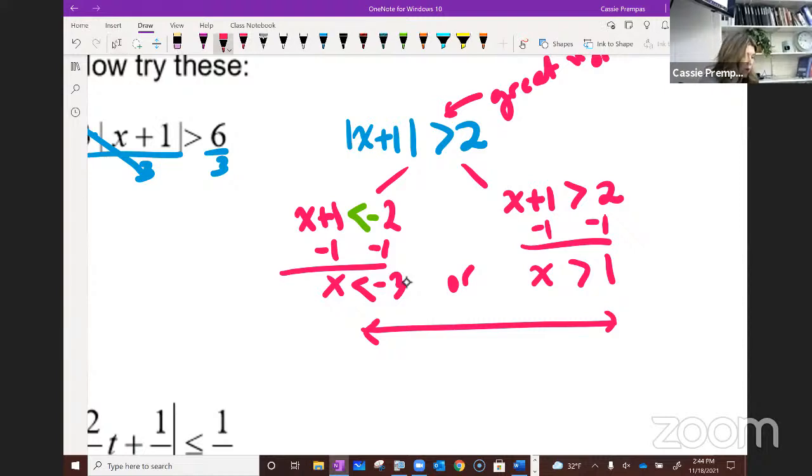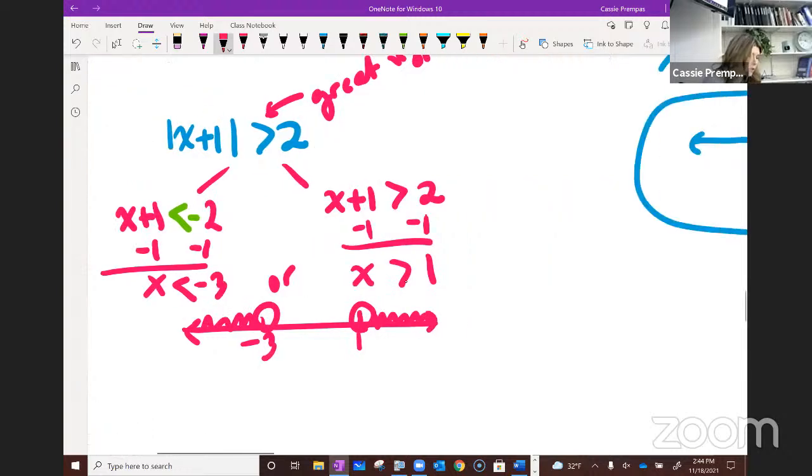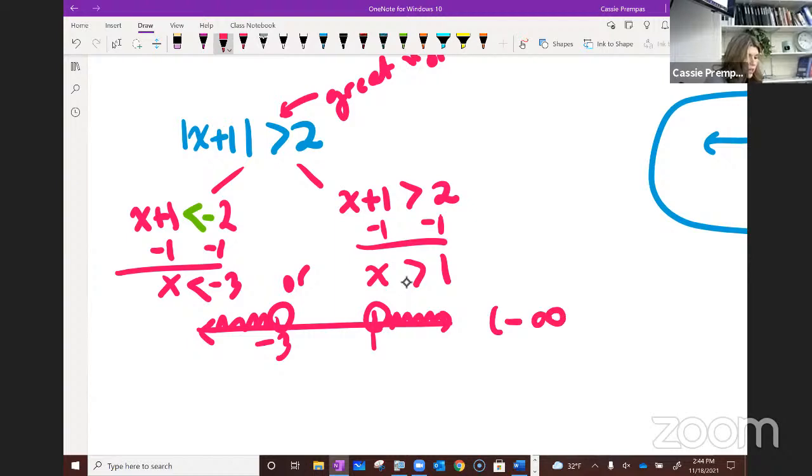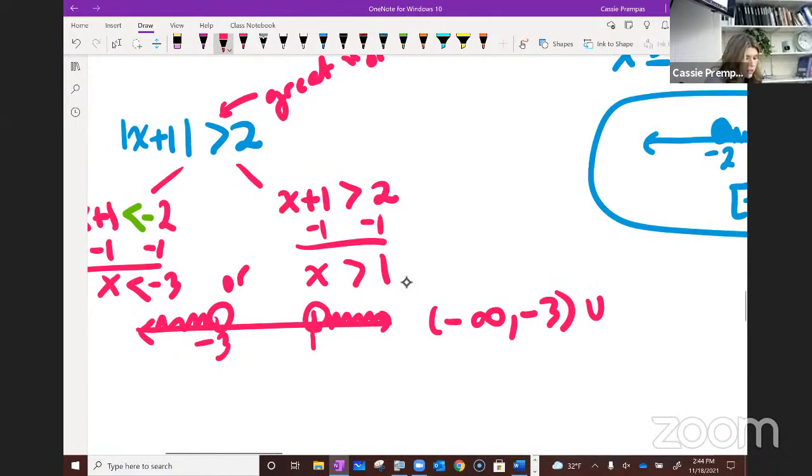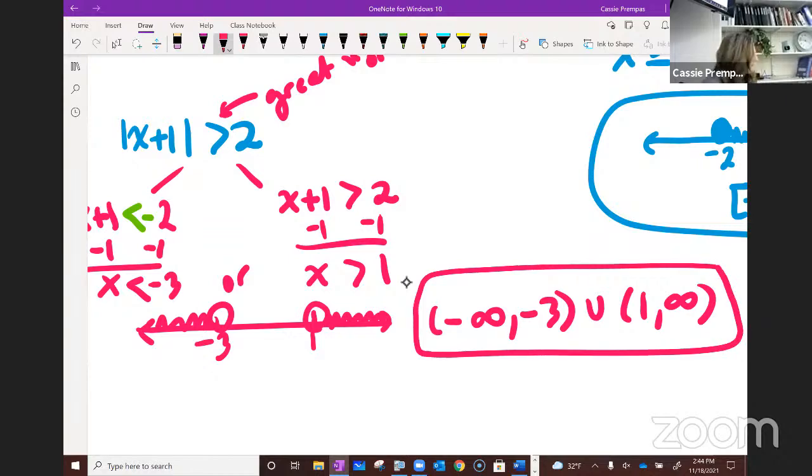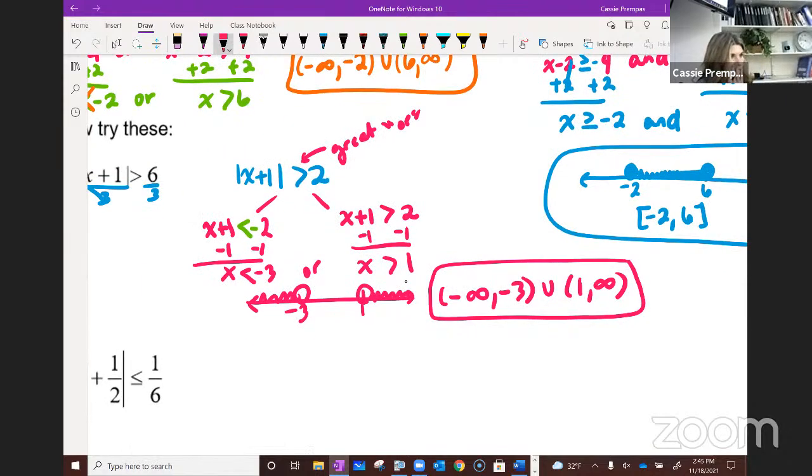All right, I'm hearing a lot of silence, so I'm assuming you guys are finished. Did you have an open circle at 1 shading to the right and then an open circle shading to the left? And because this is an OR situation, did you say negative infinity to negative 3 with parentheses, union with parentheses 1 to infinity? Yeah, did we get it? Any questions so far?